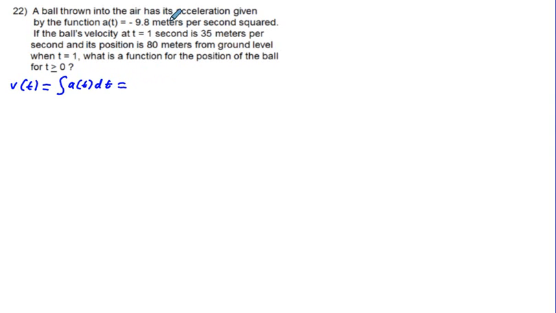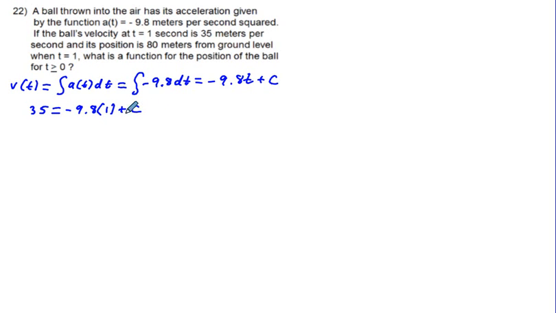And so in this case what we have here is the integral of negative 9.8 dt, which equals negative 9.8 t plus c. And so now we can substitute in here and say, okay, 35 equals negative 9.8 times 1 plus c.